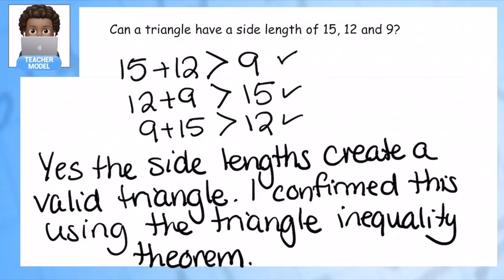So that's all you have to do for today's lesson. You're just going to stop and try different combinations, and as long as all three different combinations, the sum of two sides is greater than the third, then it passes. It is a valid triangle with those side lengths. Hit pause and jot this down into your notes.